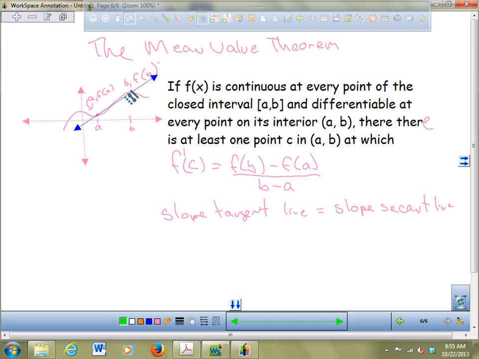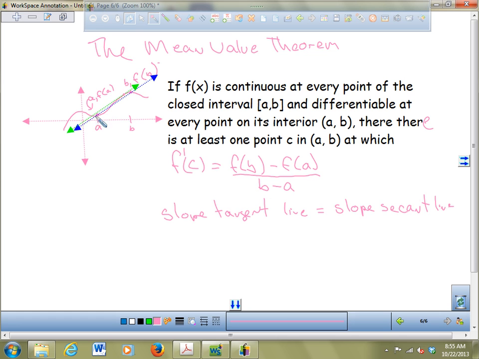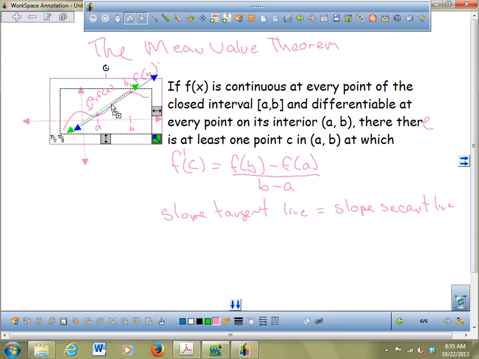There has to be some point in this interval at which the slope of the tangent line is equal. So this is the secant line. What the mean value theorem says is that somewhere in here, there's at least one point. In this case, it appears that there's two places, right? But at which the slope of the tangent line is equal to the slope of the secant line. If I were to take this line and slide it down somewhere, you see that maybe right at this point, the slope of this tangent line is equal to the slope of that secant line. You follow that? Maybe also right over here.